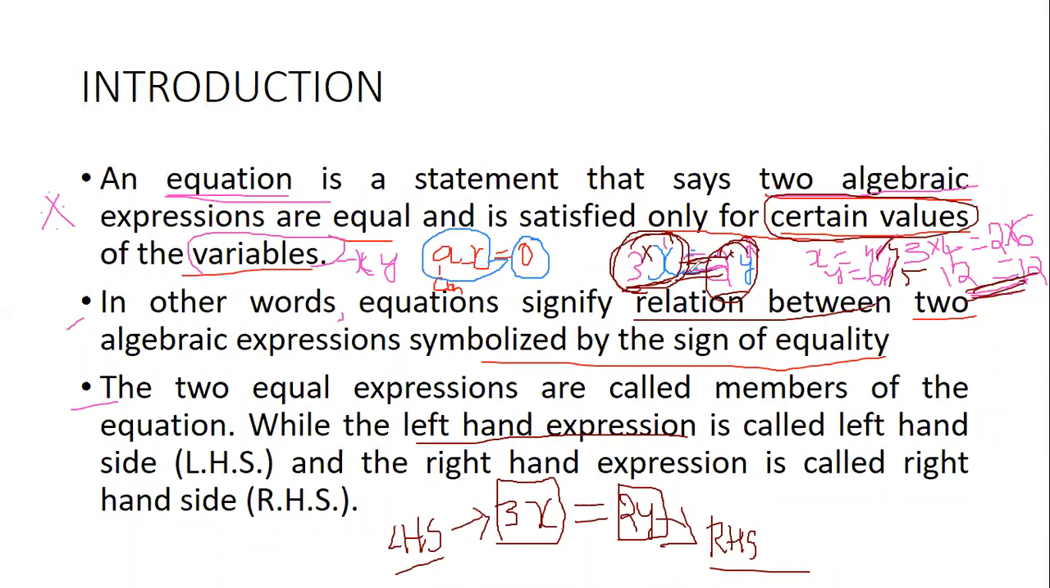Again, I have an equal sign in between, so it is a sign of equality. And then in any expression, you will have two sides, and that is LHS, left hand side, and RHS, right hand side. And each of these expressions is called a member of the equation. 3x is a member of the equation, 2y is a member of the equation. Understood? Any doubts until here?